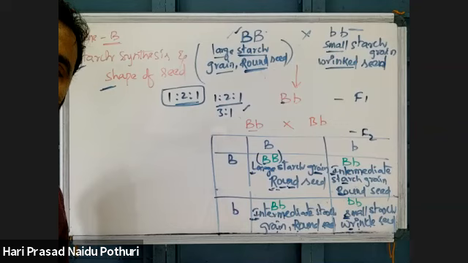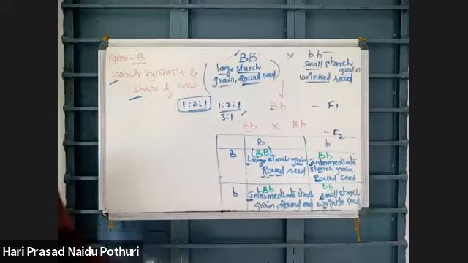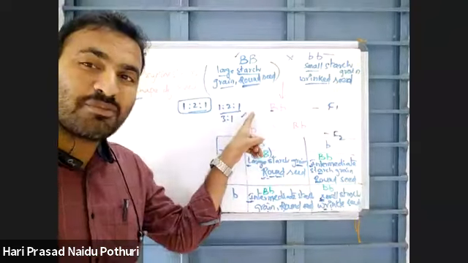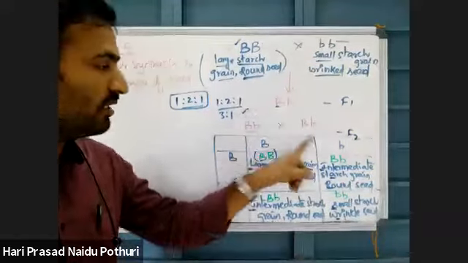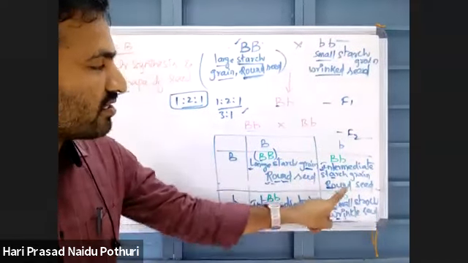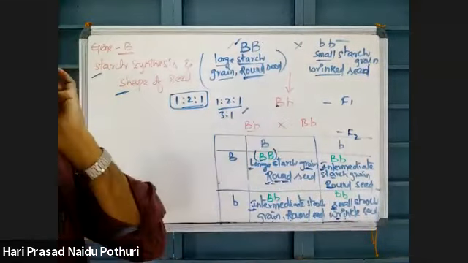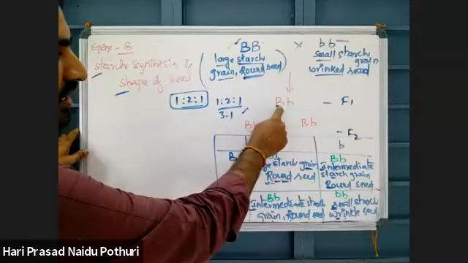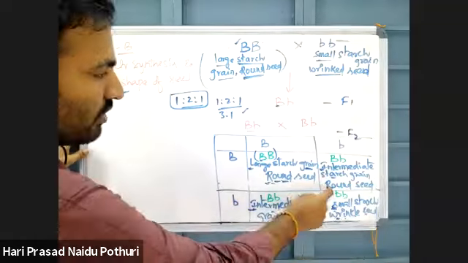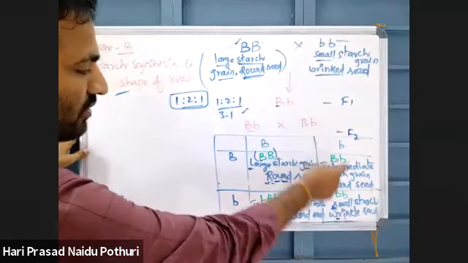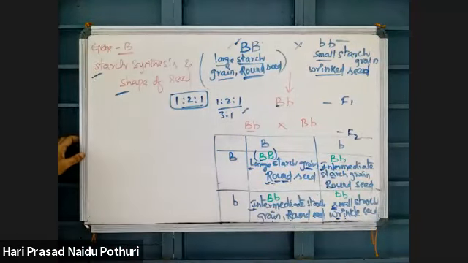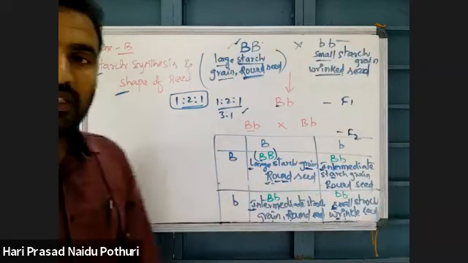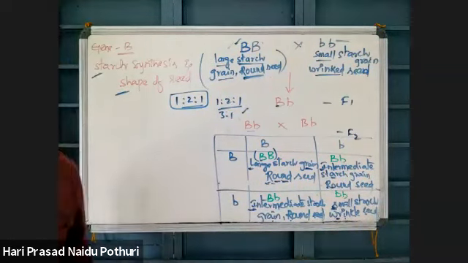Then, sir, why in F1 large starch grain and wrinkle character is not possible? In F1 large starch grain is not possible. In F1 what will come? Intermediate starch grain, round seed will come in F1. Intermediate starch grain and round seed, capital B, small b, heterozygous, that is possible. That is what pleiotropic interaction.